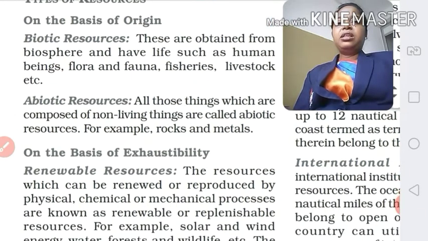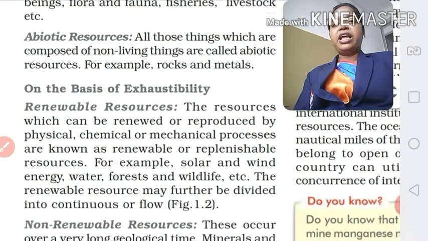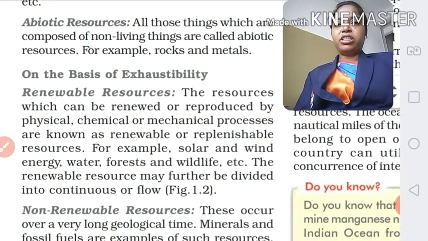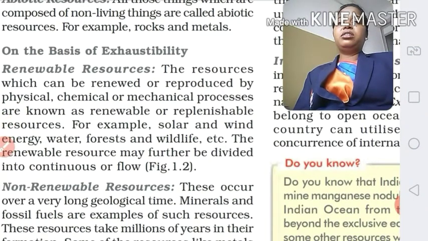Okay. So, on the basis of exhaustibility, renewable resources and non-renewable resources are categorized. So, what we should know, what are the renewable resources? The resources which we can renew or we can recycle.